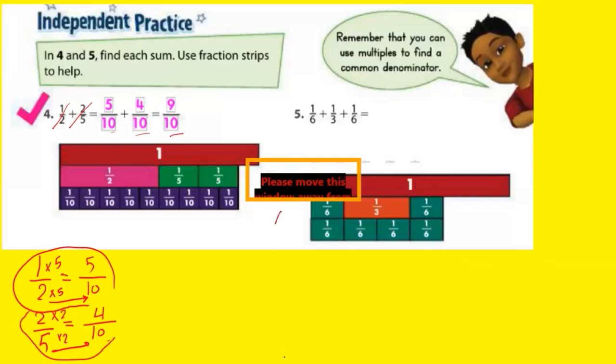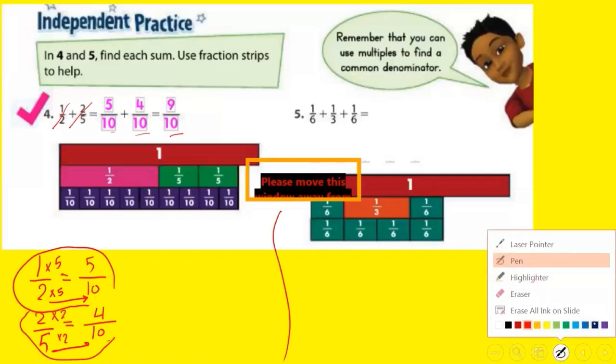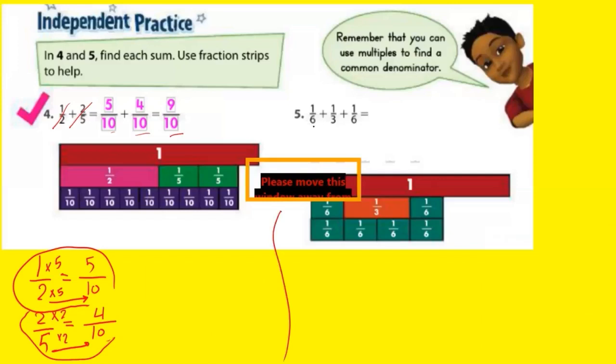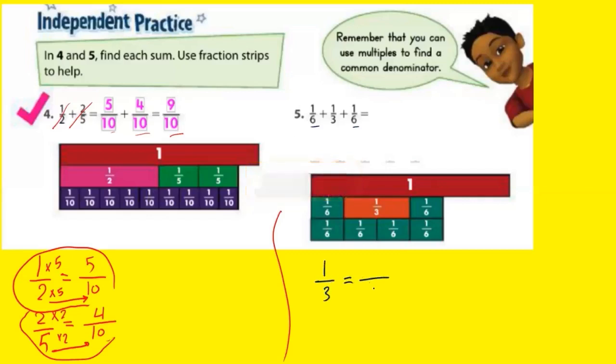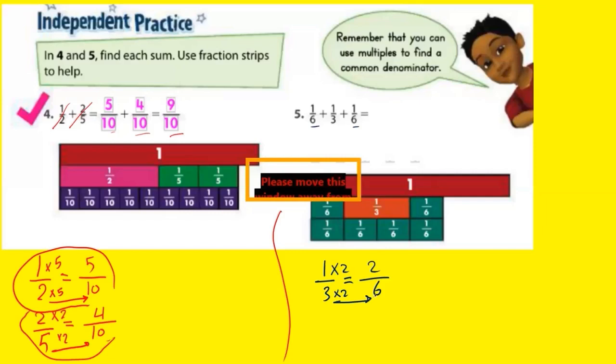Let's see the second one. The second one is 3 fractions. Two of them are the same and the third is different. I need to change this 1 over 3 to be something over 6. What makes this 3 to be 6? It will be multiplied by 2 up and down. 1 times 2 equals 2, 3 times 2 equals 6. It will be 2 over 6. So my answer will be 1 over 6 plus 2 over 6 plus 1 over 6 again, as you see in front of you.